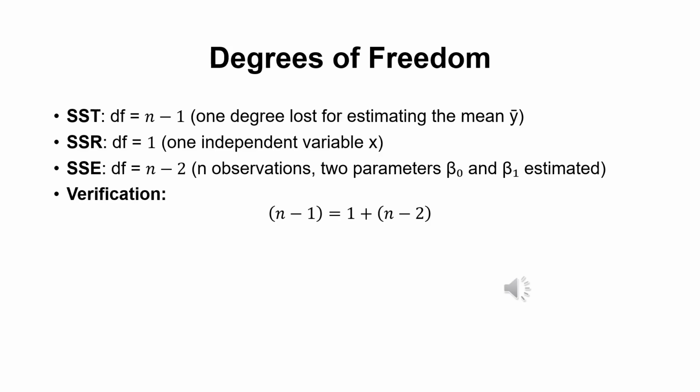Total degrees of freedom is n-1, because we lose 1 degree of freedom when we estimate the overall mean of Y. Regression degrees of freedom is 1 for simple linear regression, since we have only one predictor. Error degrees of freedom is n-2, because we have estimated two parameters, intercept and slope. And indeed, n-1 equals 1 plus n-2. This arithmetic consistency is a good way to check your understanding.